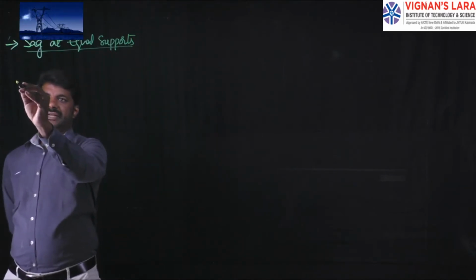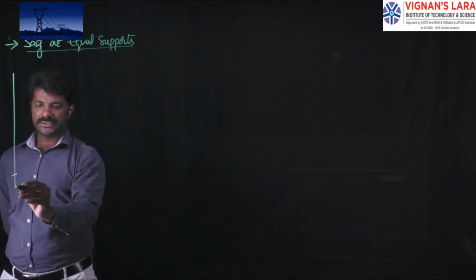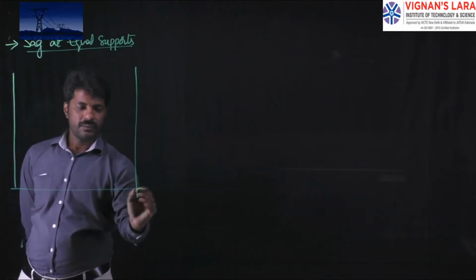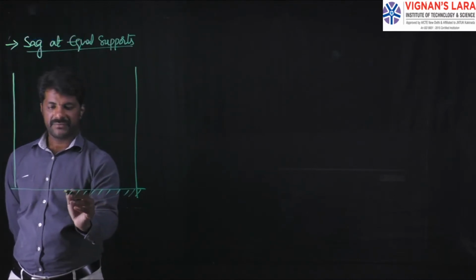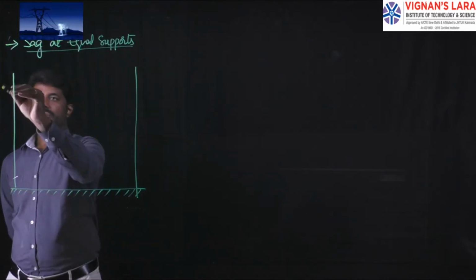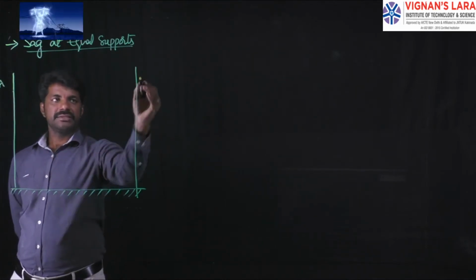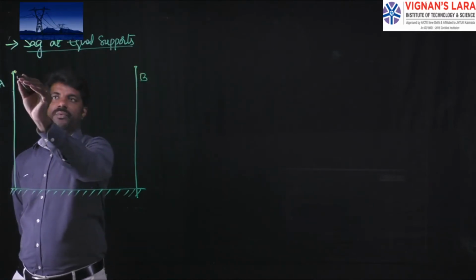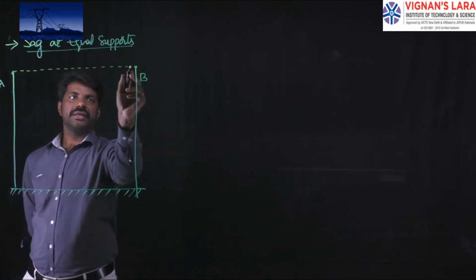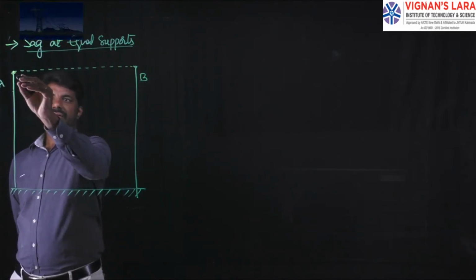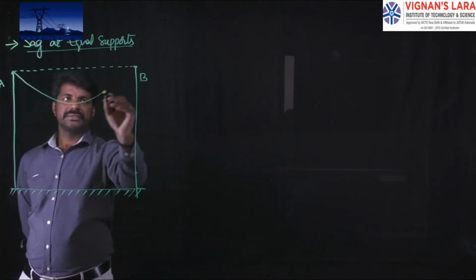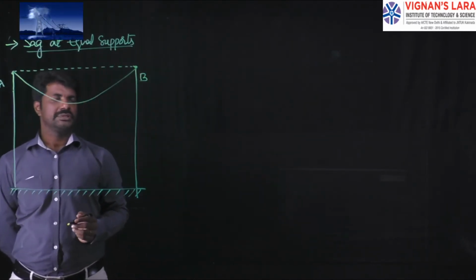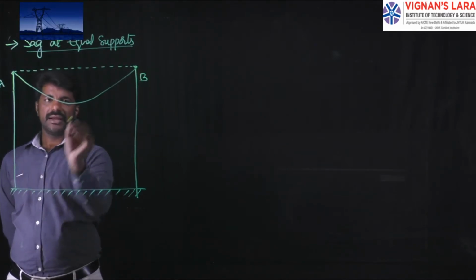So let us assume that there are two towers. These are the two towers which are placed on a flat surface, over which this is support A and this is support B. These are the top points of the supports, where this is a line joining the supports of the tower, and next this is the profile of the conductor running between the two successive towers.